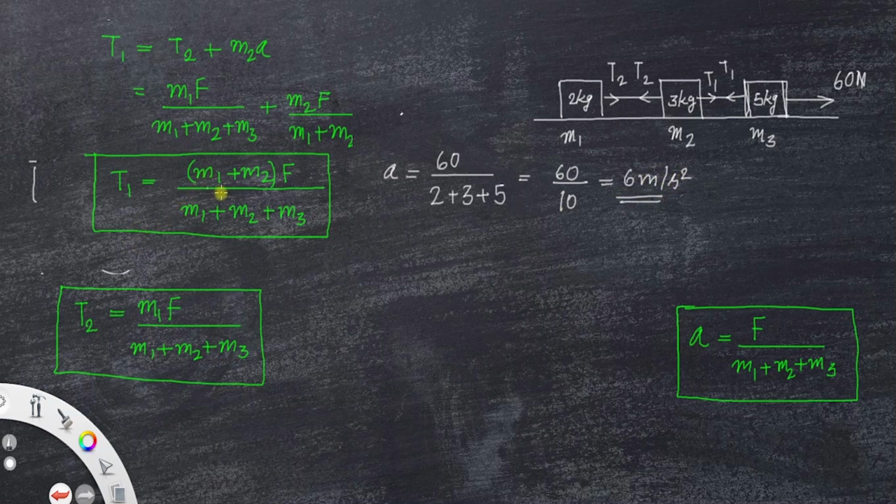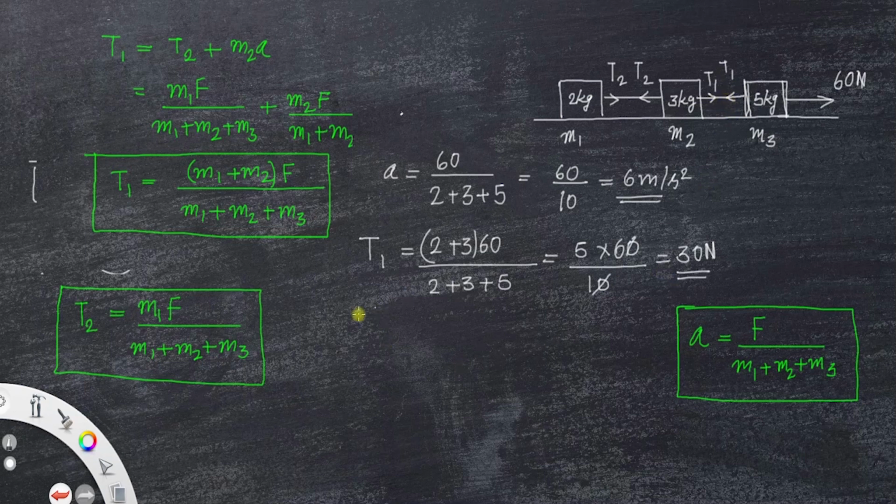Now we need to find the tension T1. T1 is equal to M1 plus M2, that is 2 plus 3, times the force F, which is 60, divided by the total mass, that is 2 plus 3 plus 5, which is equal to 5 into 60 divided by 10, which is equal to 30 Newton. So the tension in this rope is 30 Newton. Now the final tension T2, which is equal to M1F, that is 2 into 60 divided by 2 plus 3 plus 5, which is equal to 2 into 60 divided by 10. That is equal to 12 Newton. Clear?